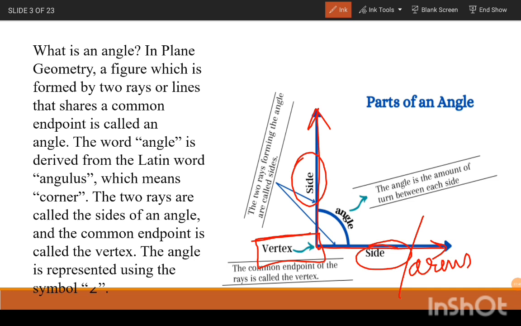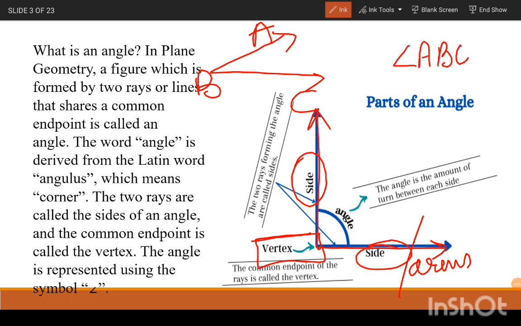To represent the angle, suppose there is an angle ABC. We represent this angle as angle ABC, or we can also name it as angle CBA. What should be kept in mind is that the vertex, that is B, should always be in between, like ABC or CBA. So the vertex is always in between.